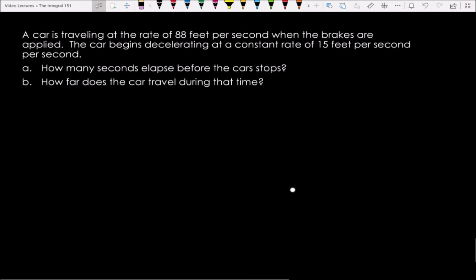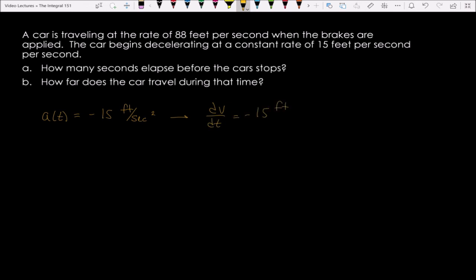Right. Car is traveling at the rate of 88 feet per second when brakes are applied, and there's a constant deceleration of 15 feet per second. What that means is that our acceleration a of t is negative 15 feet per second per second. But acceleration is the change in velocity. So dv dt is actually equal to negative 15 feet per second per second.